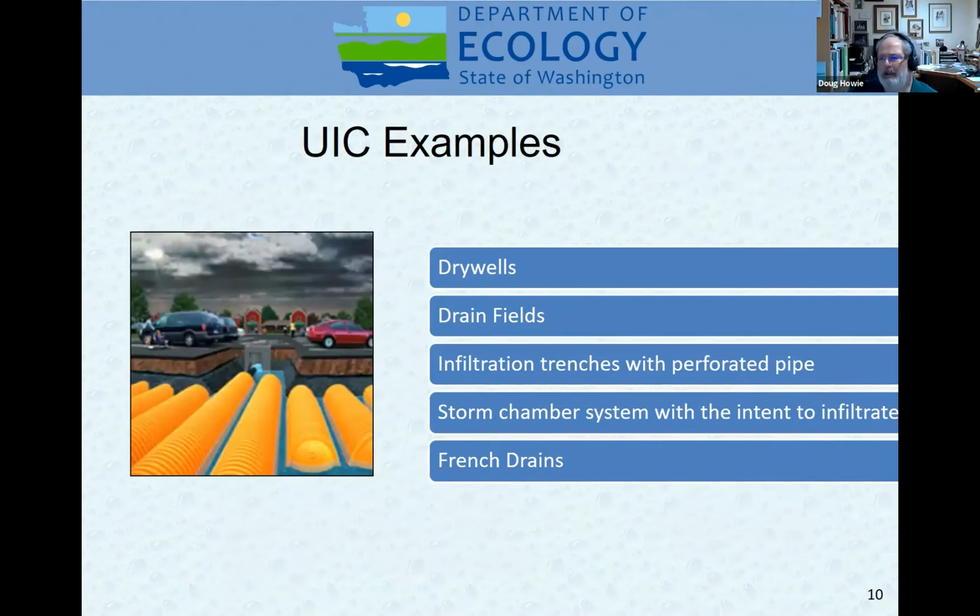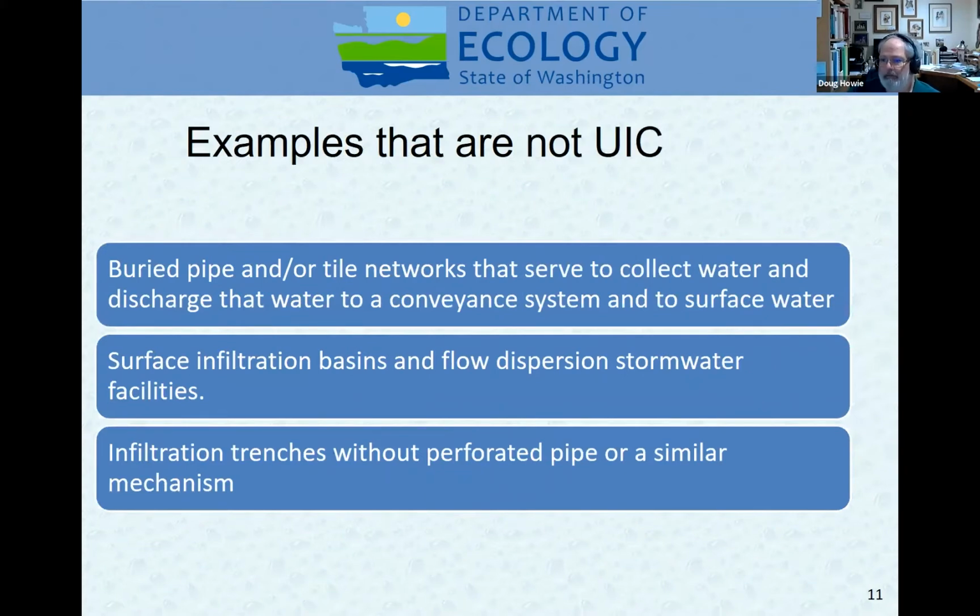The criterion we're looking at is what direction is the water going? Is water coming out of the pipe through the perforations and infiltrating into the ground? It's probably a UIC. If this is a trench or something that is gathering water, putting it into a pipe and using that pipe to move the water away, like an interception trench, then that is not a UIC. So it has to do with the direction of flow into or out of the perforated pipes. Some examples of things that are not UICs: pipe that collects water, as I talked about, big infiltration basins where the surface dimension is greater than the depth, and infiltration trenches without perforated pipe.